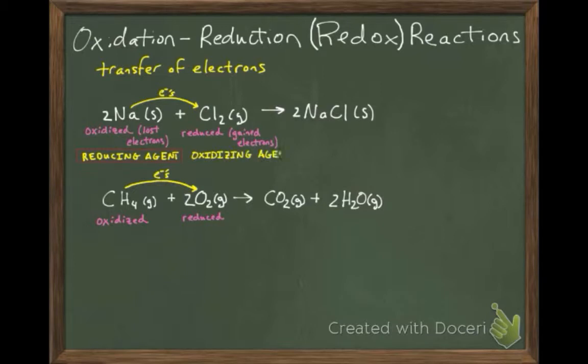This becomes tricky because the reactant that is oxidized is called the reducing agent because it ends up giving electrons to something else, and the reactant which is reduced ends up being called the oxidizing agent because it grabs electrons from the other reactant. So in the bottom reaction, the methane which is being oxidized would be called the reducing agent. It reduces the O2. The O2 is taking those electrons from the methane and therefore is the oxidizing agent.